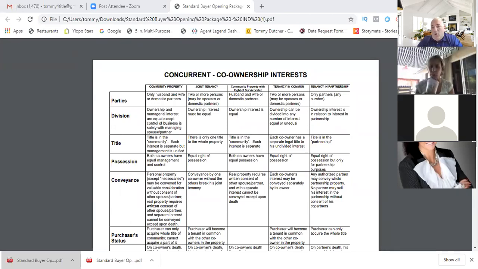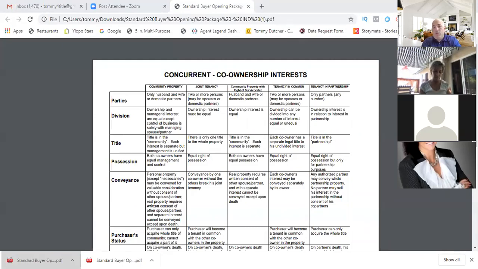So concurrent co-ownership interests, different ways of holding title. The 5 ways of holding title are community property, joint tenancy, community property with rights of survivorship, which would be probably the most common for a married couple, tenancy in common, and tenancy in partnership. Tenancy in partnership, you're going to see less than all the other 4, but we're going to explain all of them.